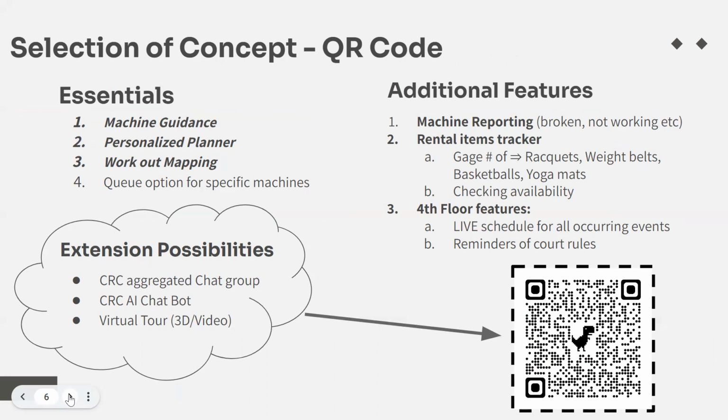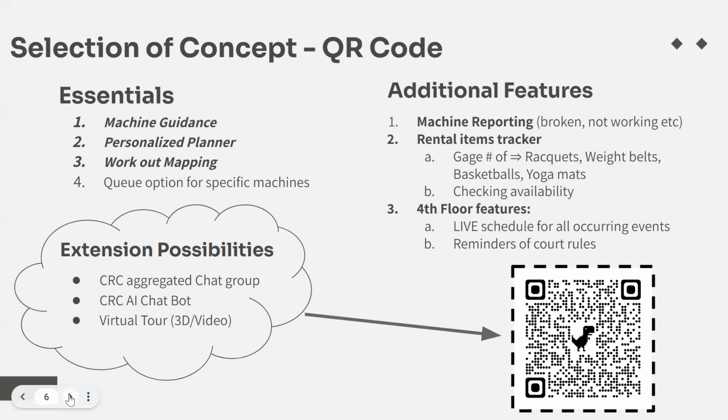So upon selection of concept, we decided to go with a QR code and would like to use it as a sort of gateway to an app or website, which would encompass the various other concepts that we have already mentioned before. Some essentials include machine guidance, personalized planner, workout mapping, and a queue option for specific machines so that you can add yourself to a waitlist if you absolutely must use a machine during your visit to the gym.